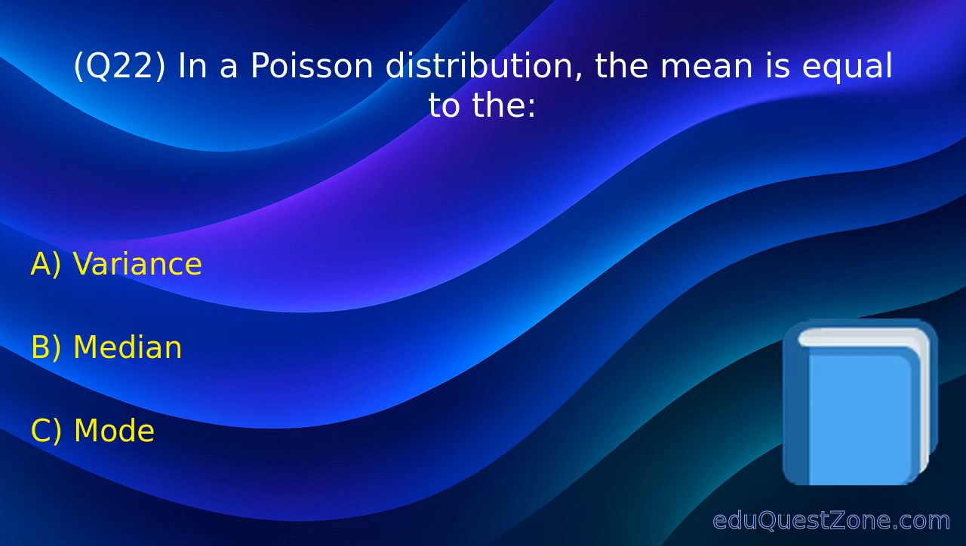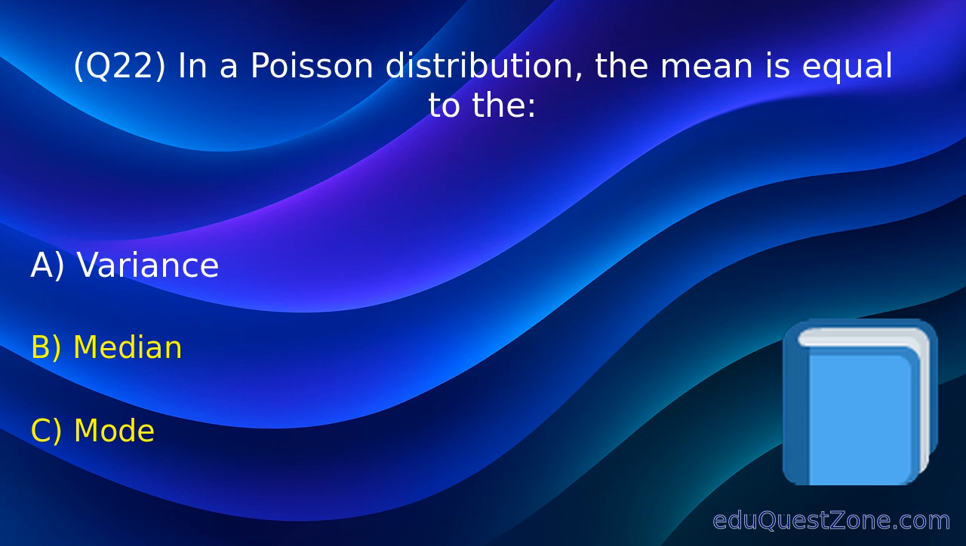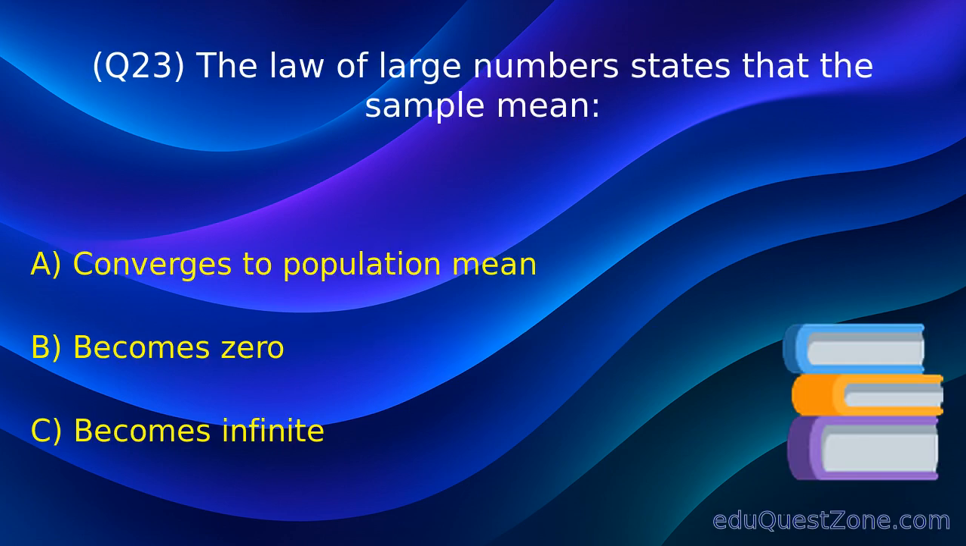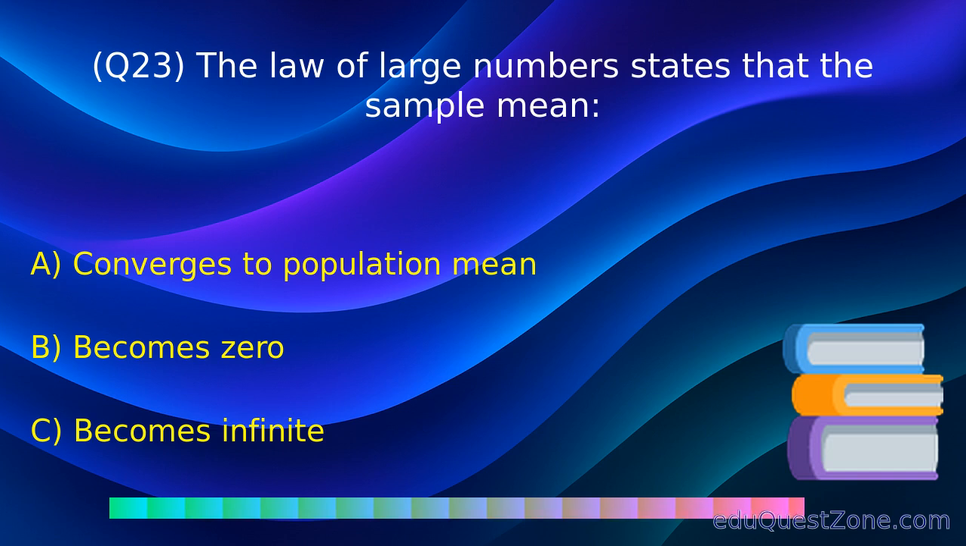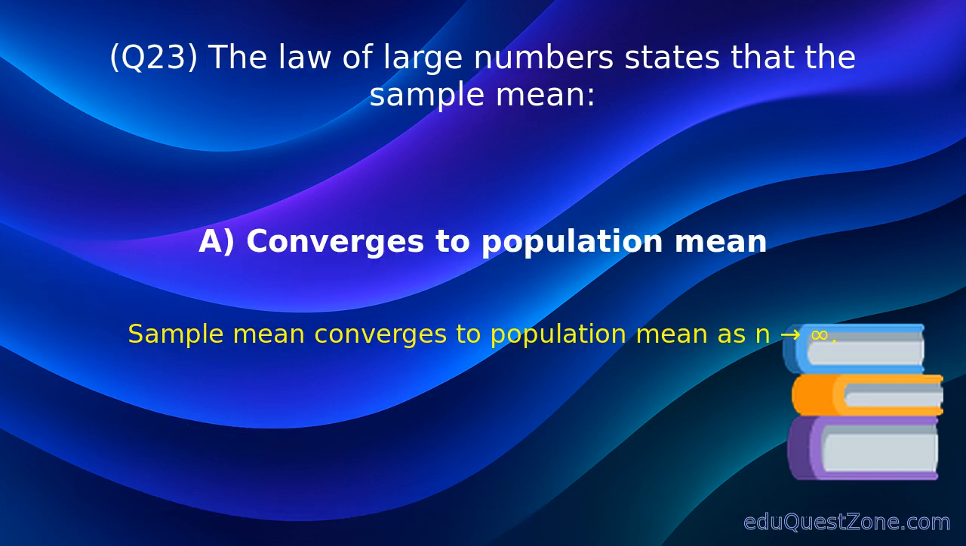Question 22. In a Poisson distribution, the mean is equal to what? Option A: variance. In Poisson distribution, mean equals variance equals lambda. Question 23. Law of large numbers states that the sample mean what? Option A: converges to population mean. Sample mean converges to population mean as sample size increases.